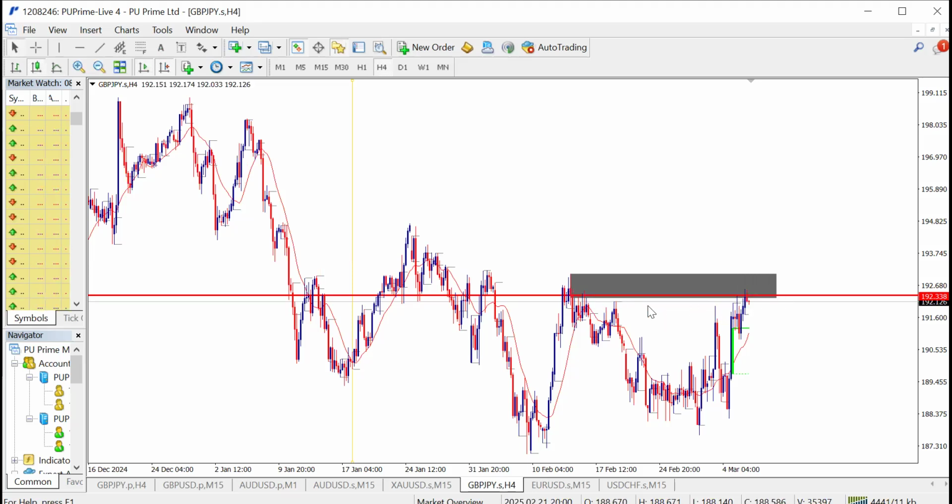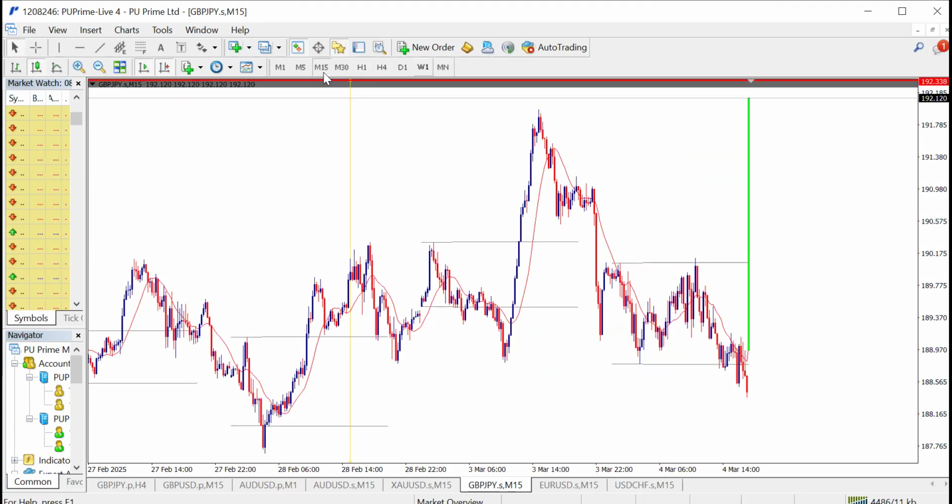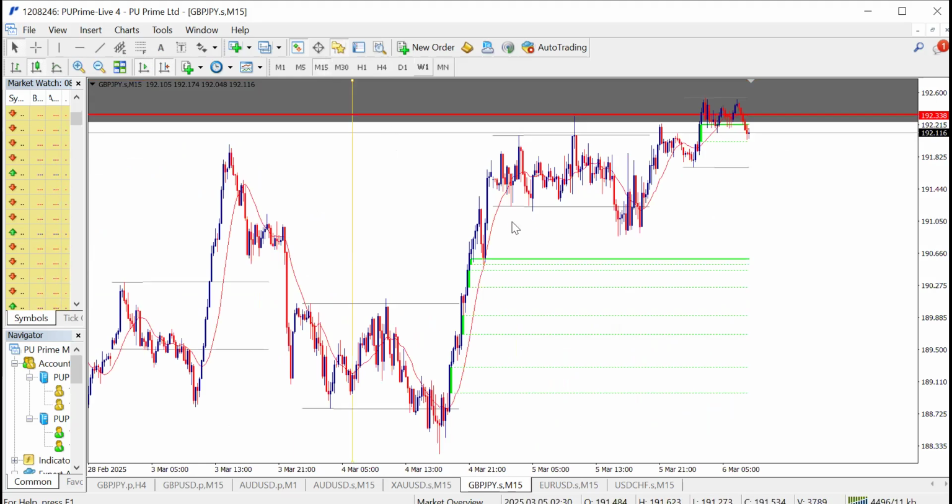Then a strong resistance zone. So all we just need to do is wait for a break to the downside. Okay, and wait for a break to the downside, then we can now look towards entry. But at the moment, GBP JPY, we are ripe for a reversal.